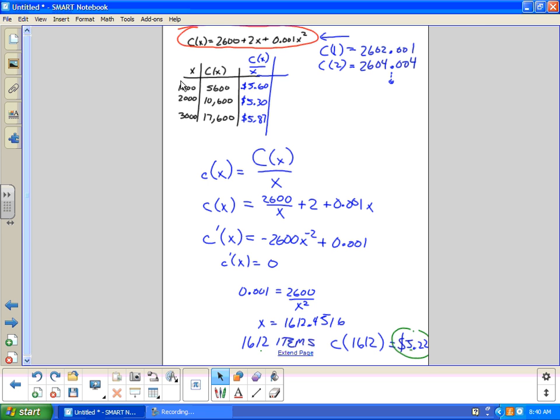This is economics. All right? And this is how we minimize, maximize stuff for that.